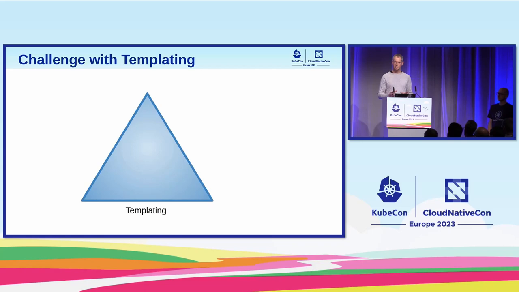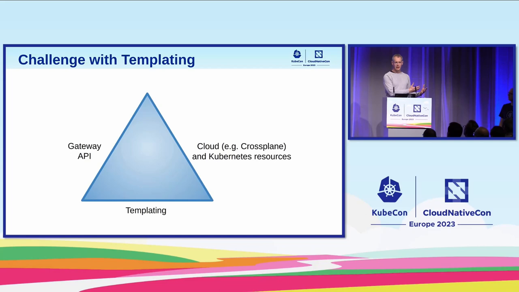So this triangle here is supposed to illustrate that this controller operates within three main constraints, one of them being templating. The two others are the inputs and the outputs. We are responding to Gateway API resources. They are already a settled design, or mostly a settled design. We have to abide by that standard, and we cannot deviate from that, because then we wouldn't be an API gateway compliant controller.